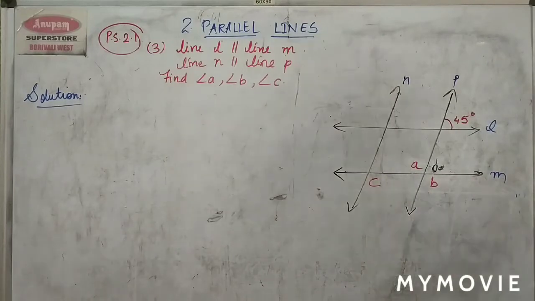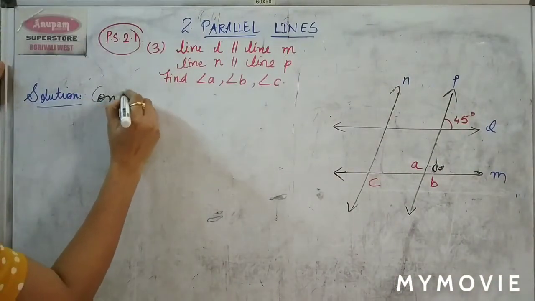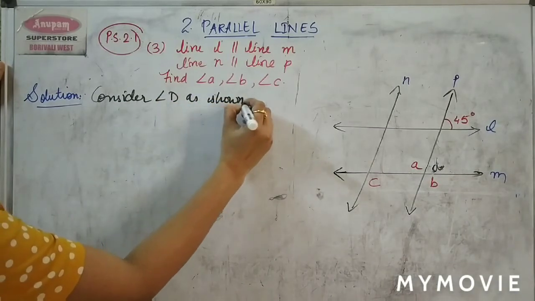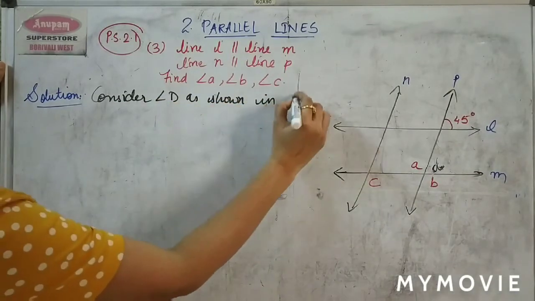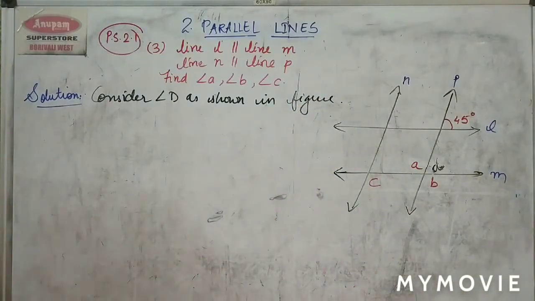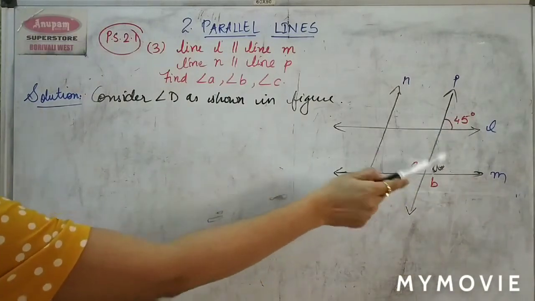So I'll say consider angle D as shown in the figure. I'll write that down: consider angle D as shown in figure. After doing that, I can find out any pair of angles. For example, if I want to find out angle A, first I'll show that these two angles are equal.